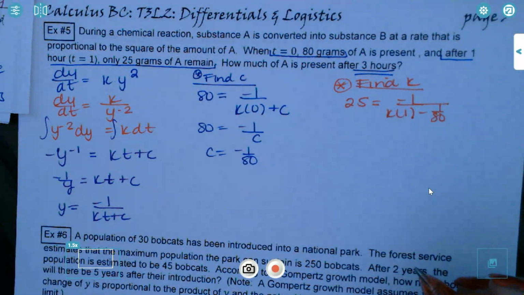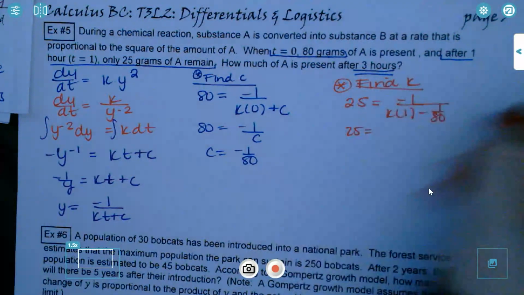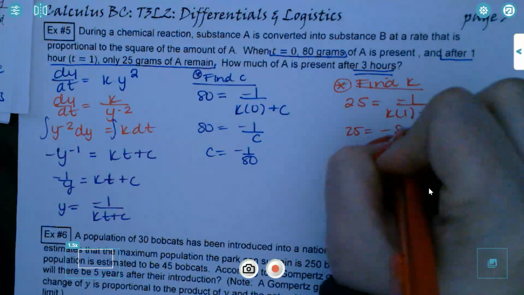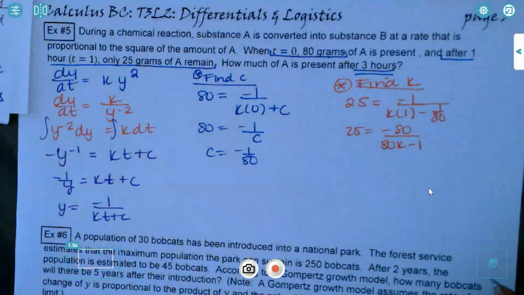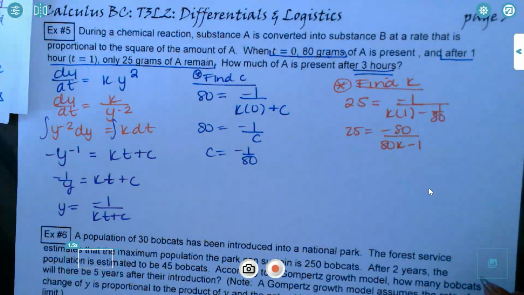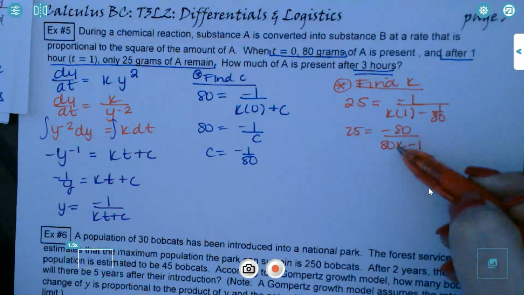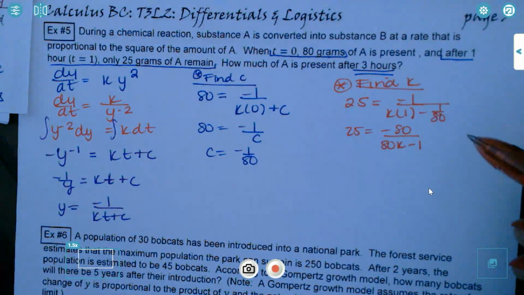Let's see what I did. I made it into 1. So 25 is going to equal, this is basically k minus, so I did negative 80 over 80k minus 1. Basically, I multiplied everything times the denominator, which would have been 80. That gave me a negative 80 on top, an 80k, and then 80 over 80 would have been minus 1. That got rid of everything as far as my fractions went. Don't have multiple fractions.